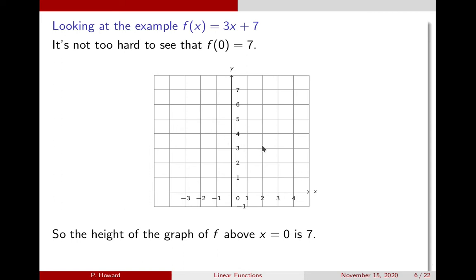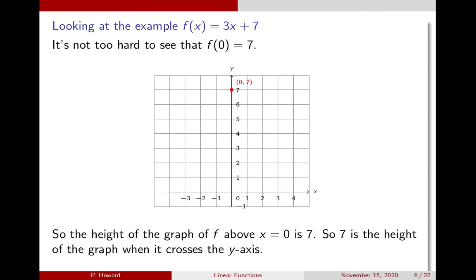So here is a coordinate system. So here is a 0 on the x-axis. Go up 7 units. You will be on the graph above 0. So 7 is the height of the graph where the graph crosses the y-axis. And this number is usually called the y-intercept of the graph. The height of the graph when it crosses the y-axis is the y-intercept.